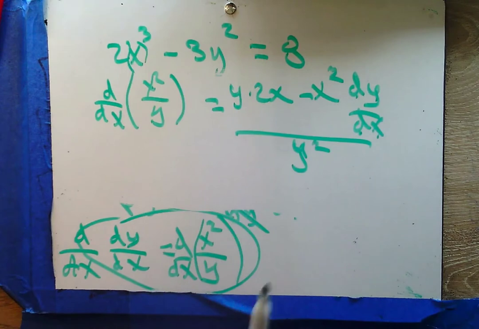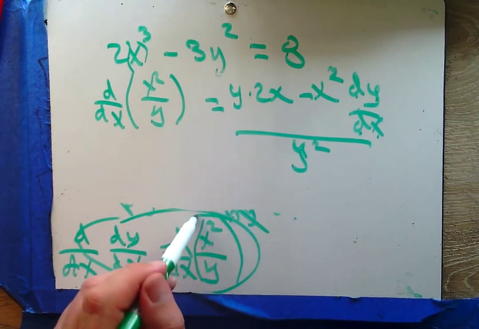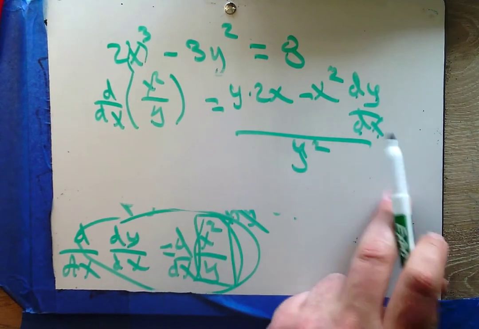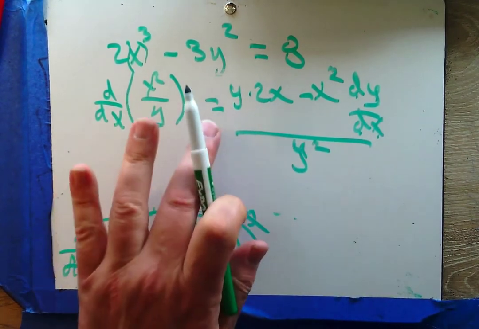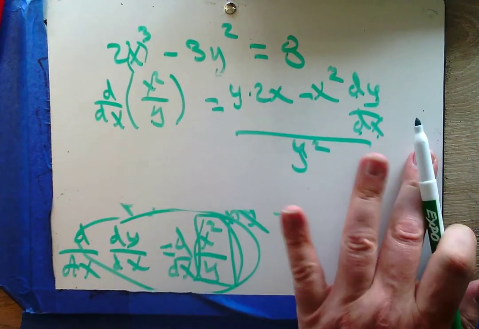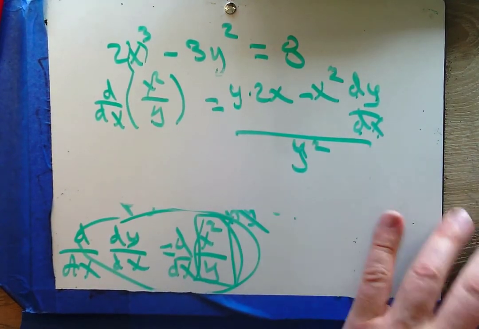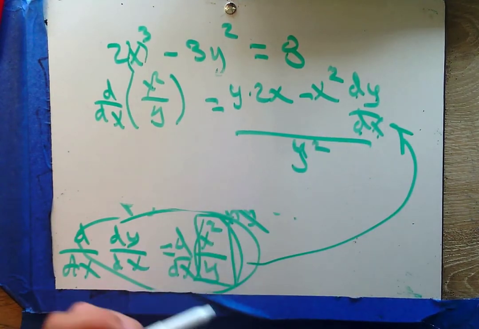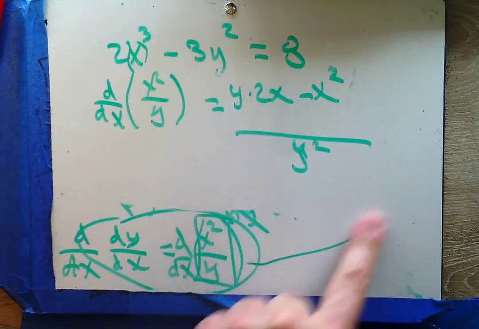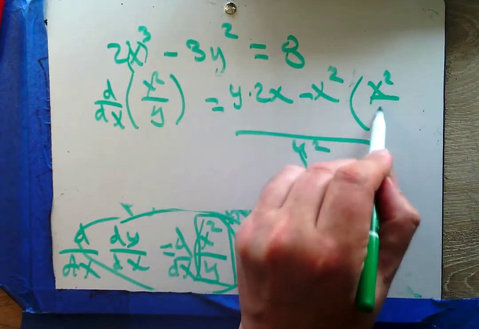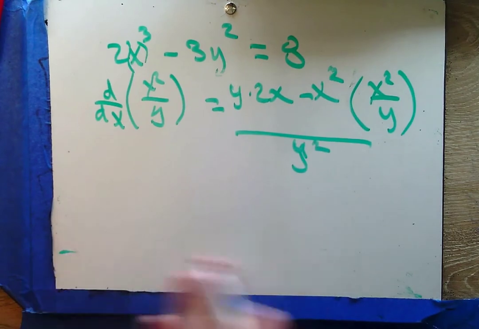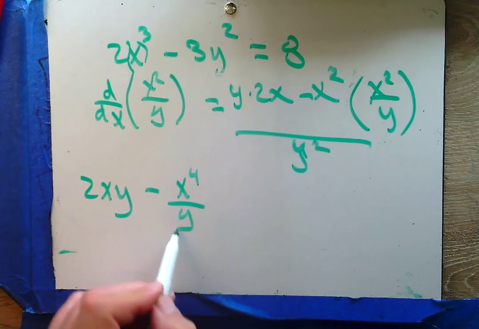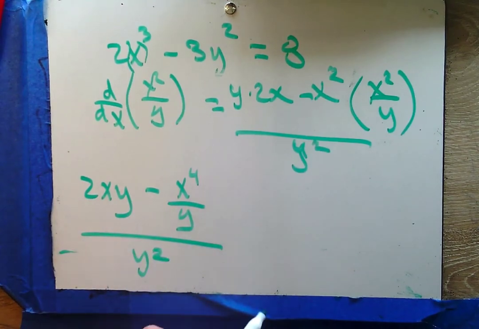Okay? Now, remember we said that dy dx was this? Look, see that dy dx? I need to get rid of it. The second derivative equals, and I don't want anything in terms of dy dx, so I have to replace that dy dx with x squared over y. And so I end up with 2xy minus x to the fourth over y squared.